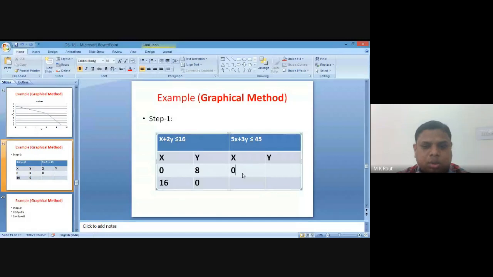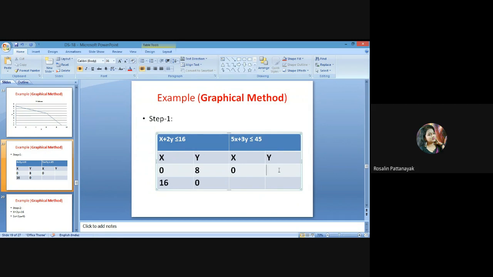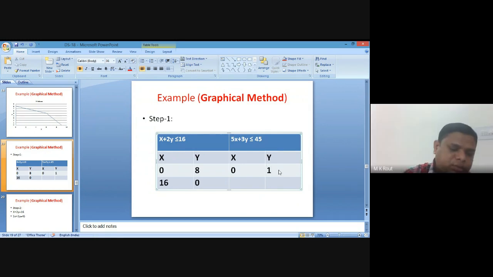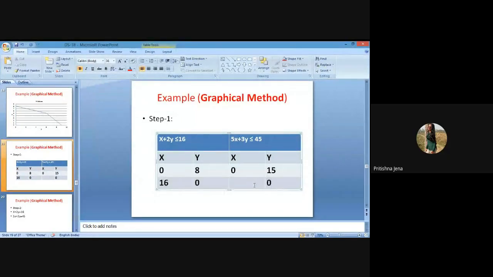In case of the second constraint equation, 5x plus 3y equals 45, if I put x as 0, what is the value of y? 15. Next, if I put y equal to 0, what is the value of x? 9. Okay.